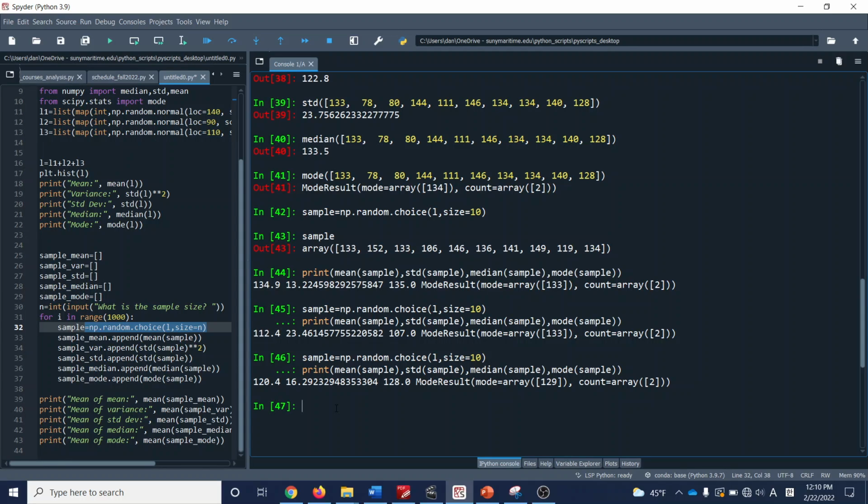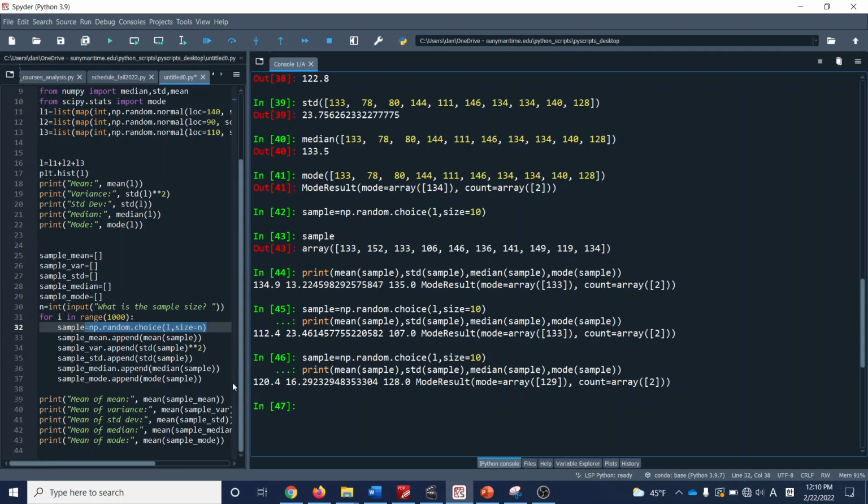Yes. Is the standard deviation the population or sample one? Oh, the question was for the standard deviation, is it population or the sample? Right now, I'm using the population one, so I actually have to Bessel correct it. Okay, good question. All right.